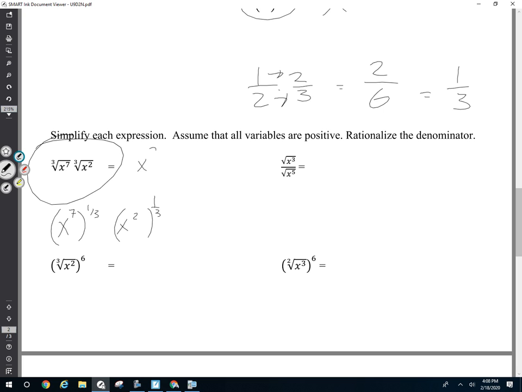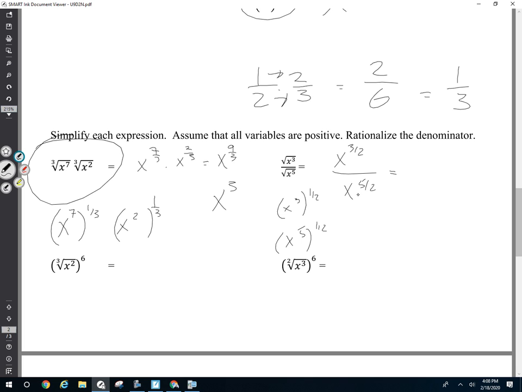This is x to the 7/3 times x to the 2/3. When you multiply, you add. If you are not comfortable adding 7/3 and 2/3 and getting 9/3, and 9/3 is 3, well then we could use our calculator. Square root of x cubed, I would write as x cubed to the 1/2. This is x to the 3/2. The square root of x to the 5th, that's x to the 5th to the 1/2. I'd write that as x to the 5/2.